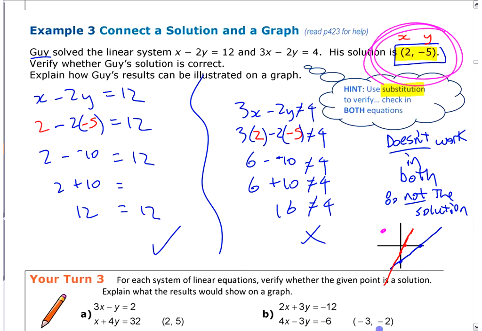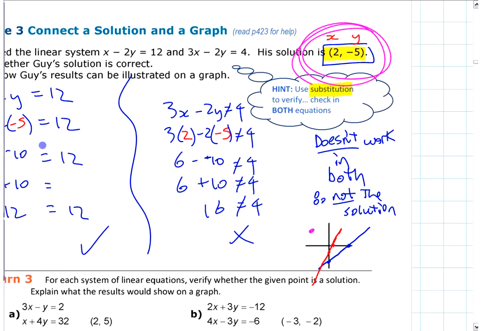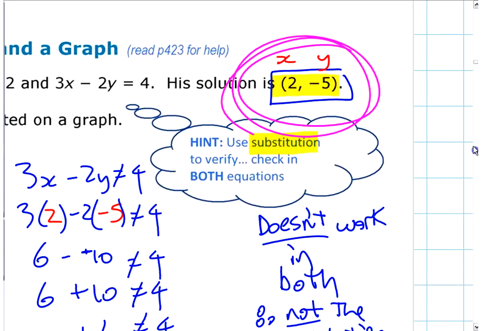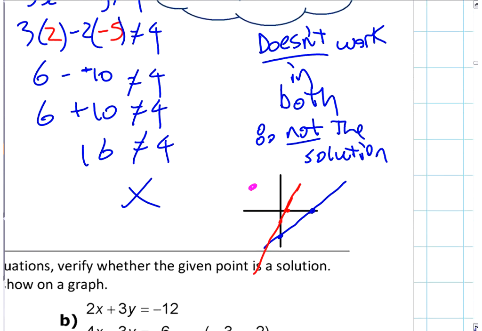How about if we make a bigger graph than that over here? Where would that be? Here, let's go this way. If it works in one equation, where would you find it on that graph? Would you find it out here in the middle of nowhere, not on either line? Would you find it as the intersection point right here? No, where would you find it?